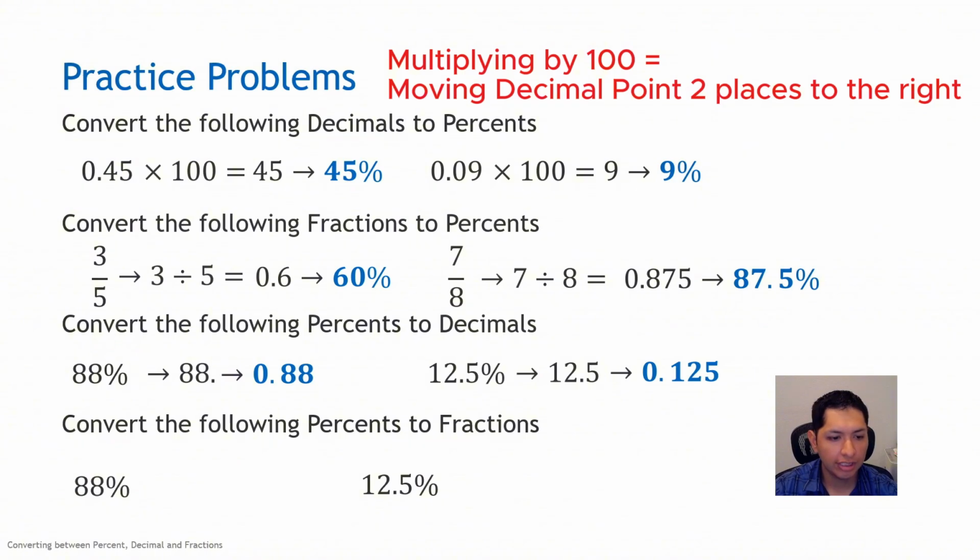For the last one, you convert the following percents to fractions. So you take 88%, you drop the percent sign, and take the numerical value of the percent, which is 88, and set that over a denominator of 100, and then you reduce to lowest terms. In this case, it is 22 over 25. Same with 12.5%. You set the numerical value of 12.5 over a denominator of 100, and when you reduce that to lowest terms, it becomes 1 over 8.